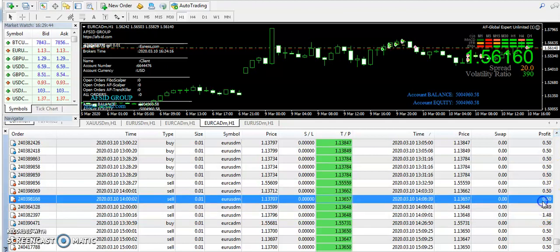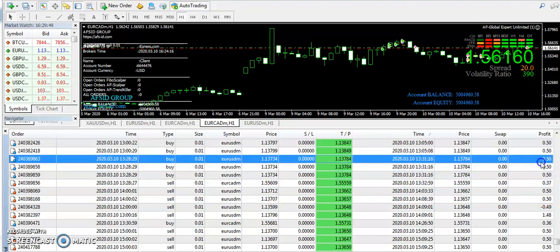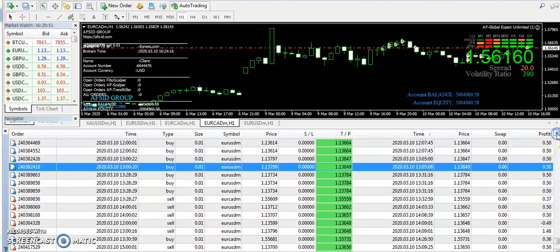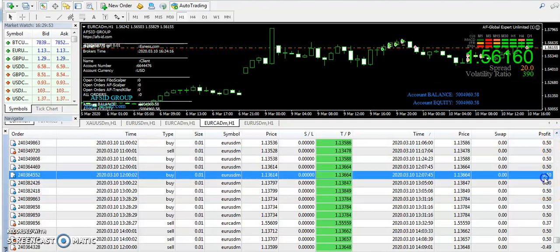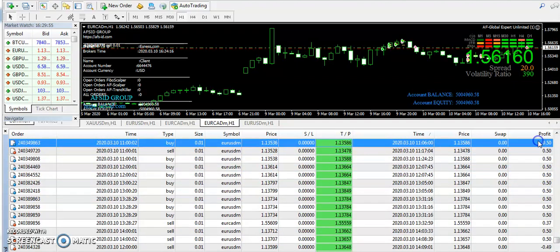This was a losing trade, it was covered by the rest of the positive trades: 50, 50, 37, 50, 50, 50, 50. And now going back, if you look further, more trades of 50, and you can also check the dates. That's 10th of March 2020.